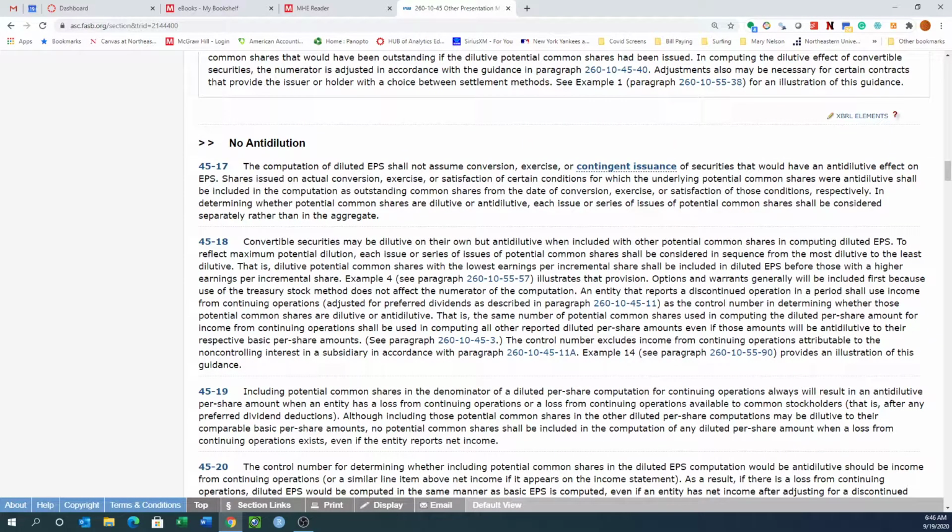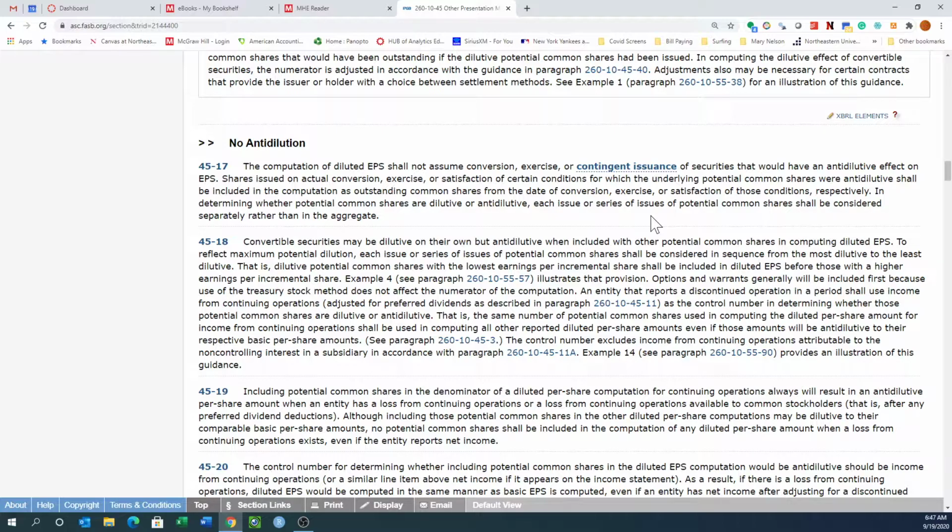So down here a little bit, we've got this idea of no anti-dilution, right? And in paragraphs 45-18, this is really what we're focusing on, right? The goal is to be thinking about what is the maximum potential dilution. So the way they want you to do this is think about what's the sequence from the most dilutive to the least dilutive. Anything that's not anti-dilutive is not going to be included at all. And so we look at each one of these calculations.